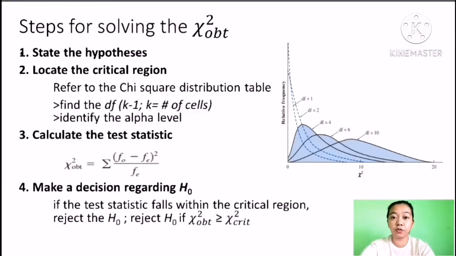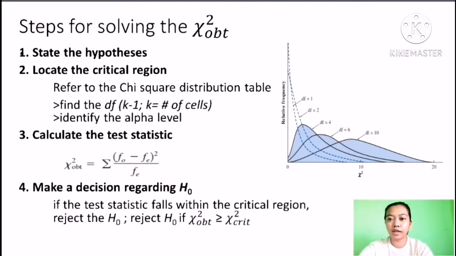So how do we solve for the chi-square? We have here the general steps for solving the chi-square. First is stating the hypothesis. We state our null and alternative hypothesis first. And then locating the critical region. We refer to the chi-square distribution table that will be shown later. And then the degree of freedom, k minus 1, where k is the number of cells or the number of categories, and then identifying the alpha level.